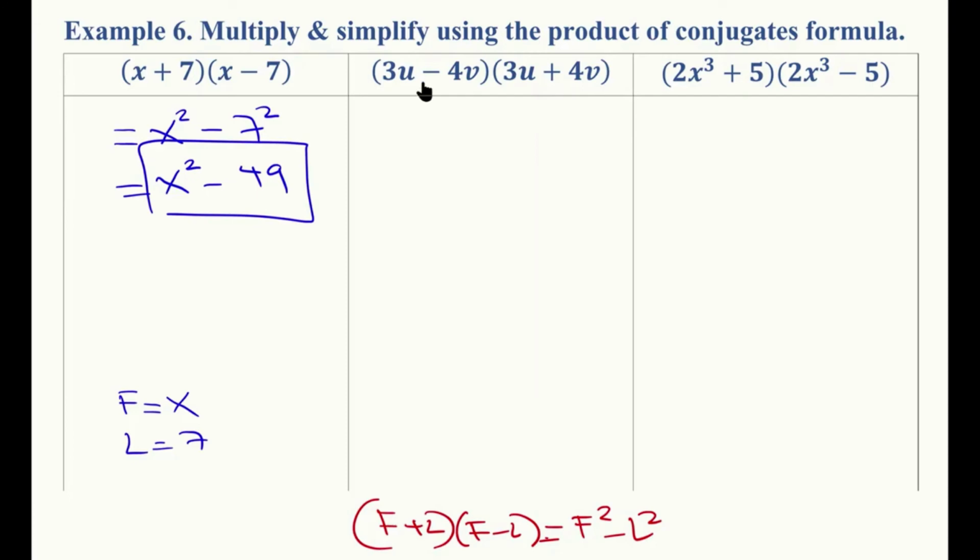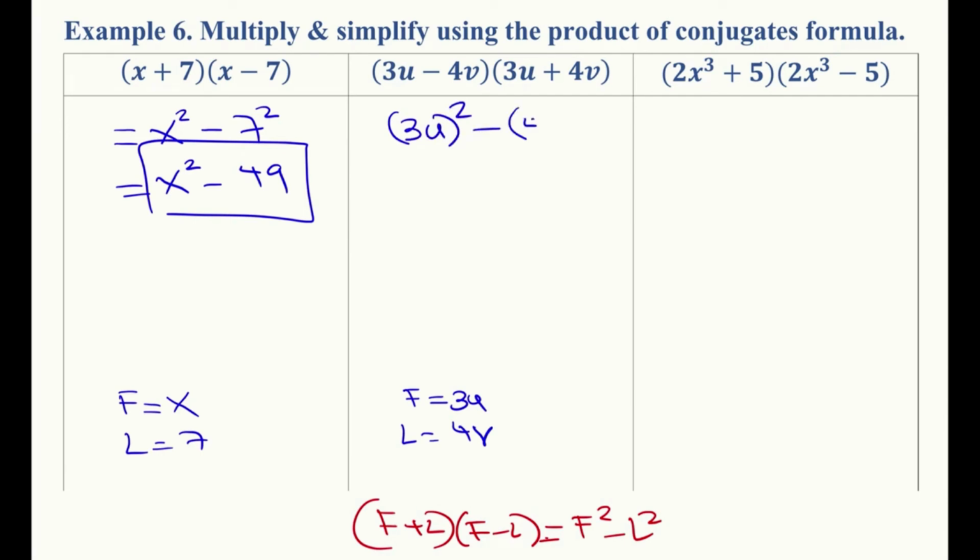Of course, it doesn't matter if the difference comes first and then the sum. As long as you're multiplying two conjugates, you can use the rule. Okay, so here we're going to get f squared. Now, f here is being played by 3u. The role of L is being played by 4v. So we're going to get f squared, or quantity 3u squared, minus L squared.